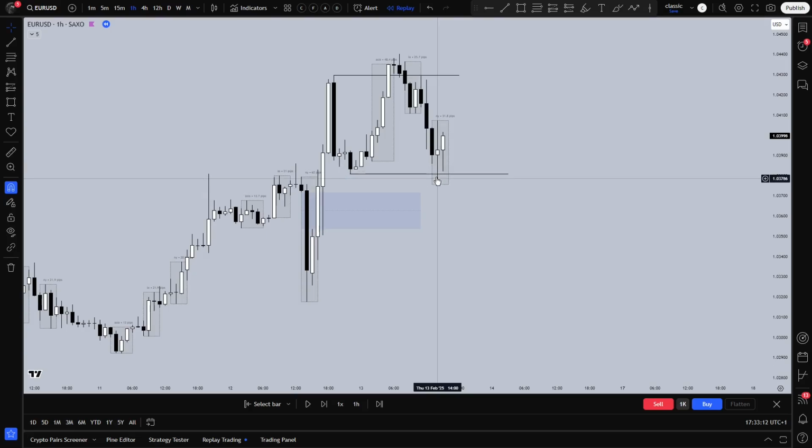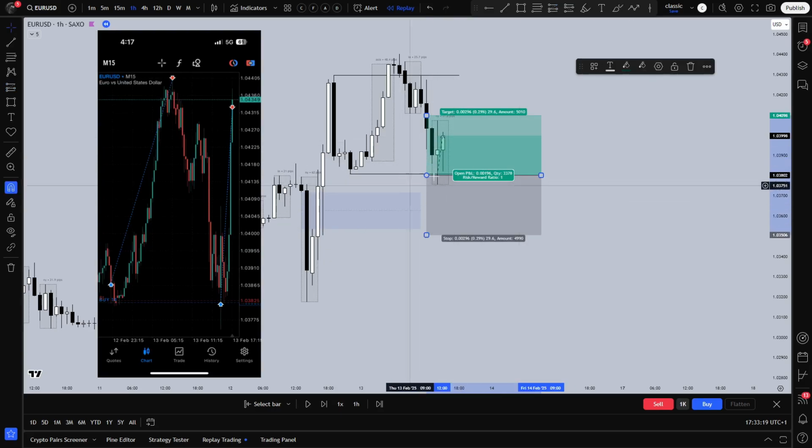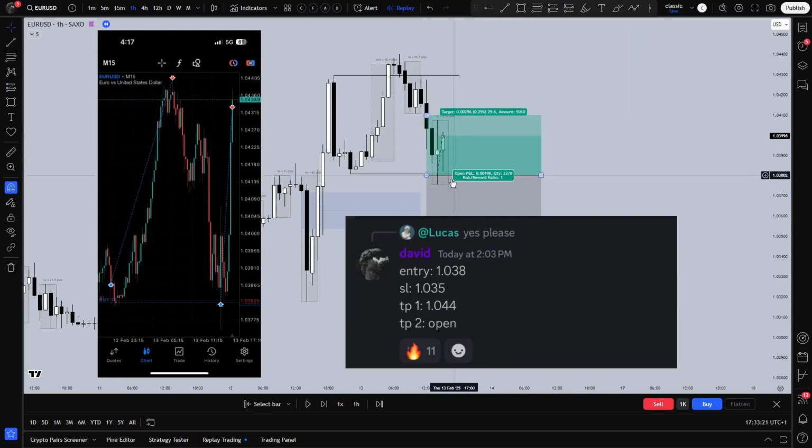So we sweep the low, and again we can long the same level, right? We can say, okay, I will buy that low. That's also where I gave a signal in my Discord.